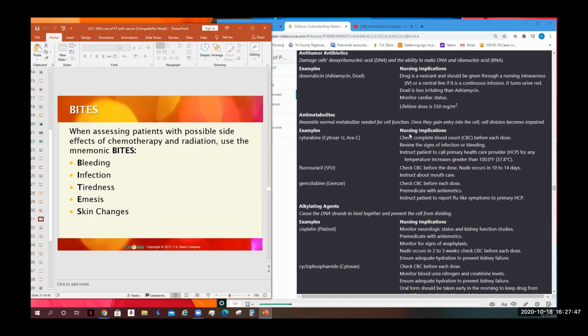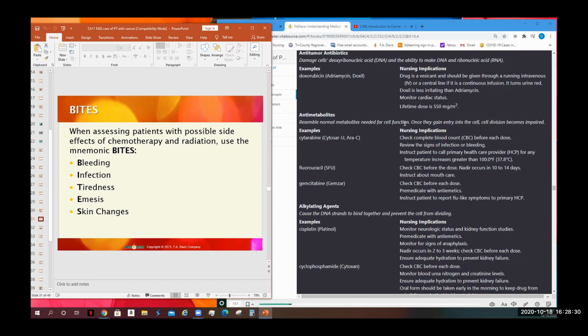Another example is fluorouracil or 5-FU. Check CBC before the dose. Nadir occurs in 10 to 14 days. Instruct about mouth care. And then gemcitabine is also called Gemzar. Again, you want to check the CBC before each dose, pre-medicate with antiemetics, and instruct the patient to report flu-like symptoms to the primary healthcare provider.